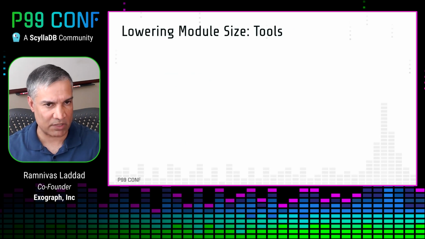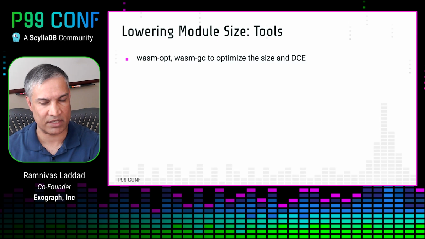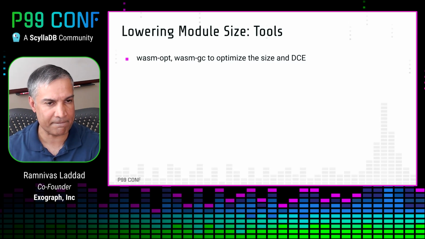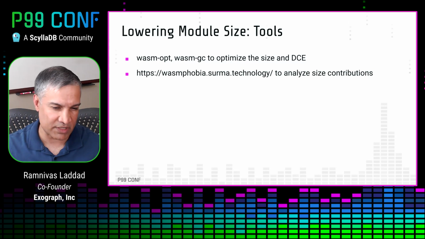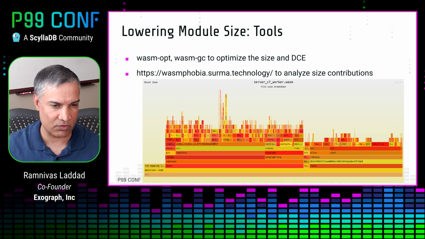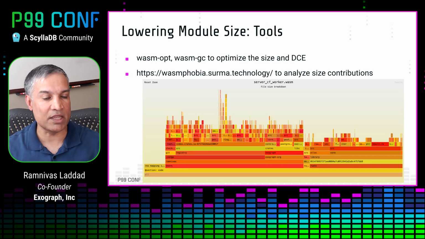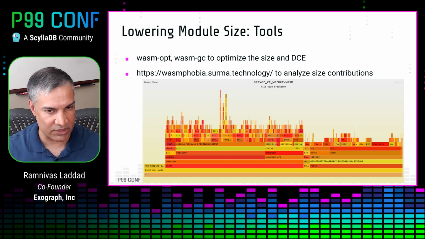So Wasm Opt and Wasm GC allow you to optimize the size as well as eliminate dead code. At some point, you will want to understand where the size is coming from. So we like this Wasm Phobia tool. What you do is drag and drop your Wasm file over there, and it will give you essentially a flame graph of who is contributing how much. And then you can examine it and figure out if that makes sense or can use an alternative implementation.